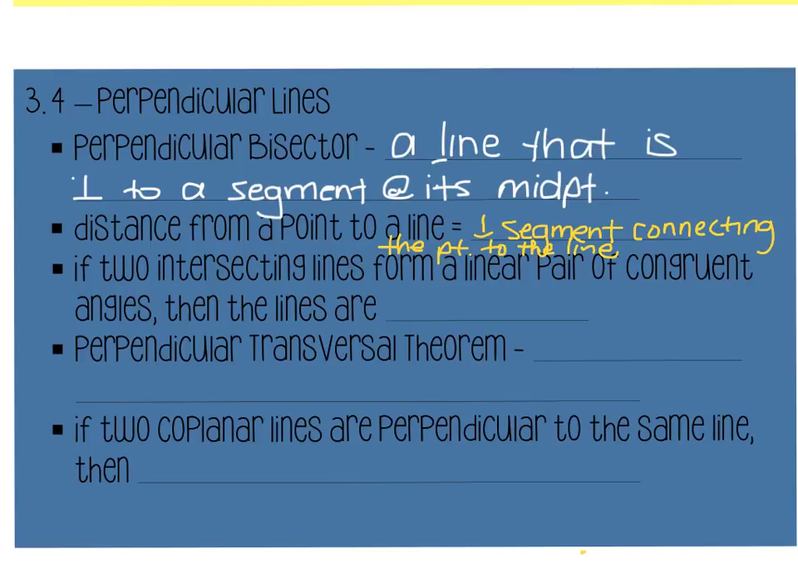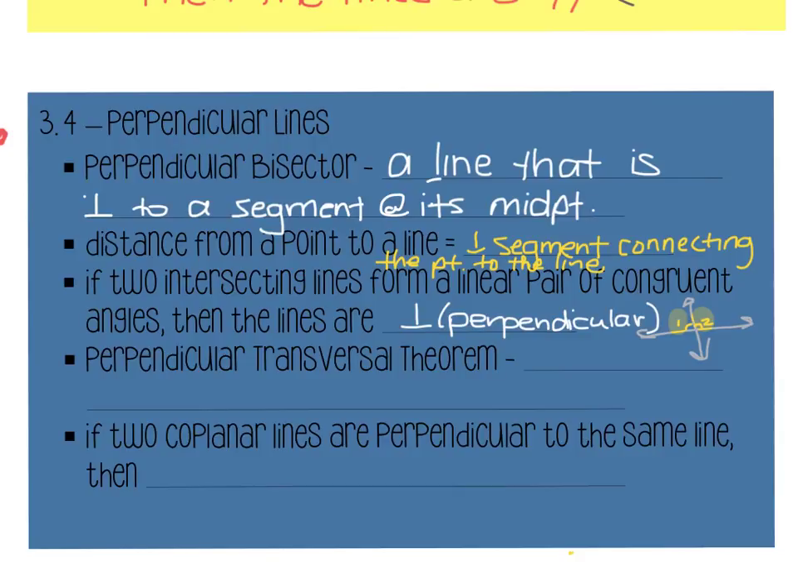The next one says if two intersecting lines form a linear pair of congruent angles. So if we think about what this looks like, two intersecting lines that have a linear pair. The linear pair would be like angle one and angle two here. And if those two are also congruent, then that means the linear pair is 180. Congruent means they're equal. So if you take 180 divided by two, that means that these lines are perpendicular, because those angles would have to be 90 degrees.